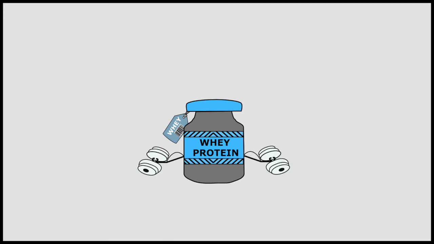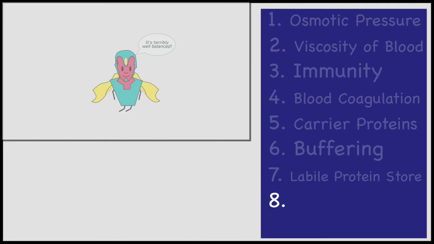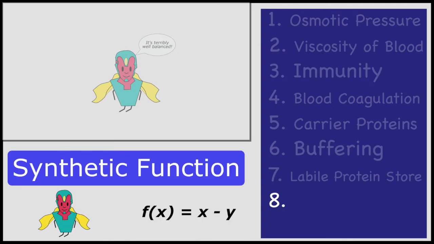Whey protein is an artificial way of getting protein to the body, so it's synthetic. Plasma proteins have a synthetic function. They provide substrate for synthesis of protein hormones, various enzymes, and for the synthesis of hemoglobin.